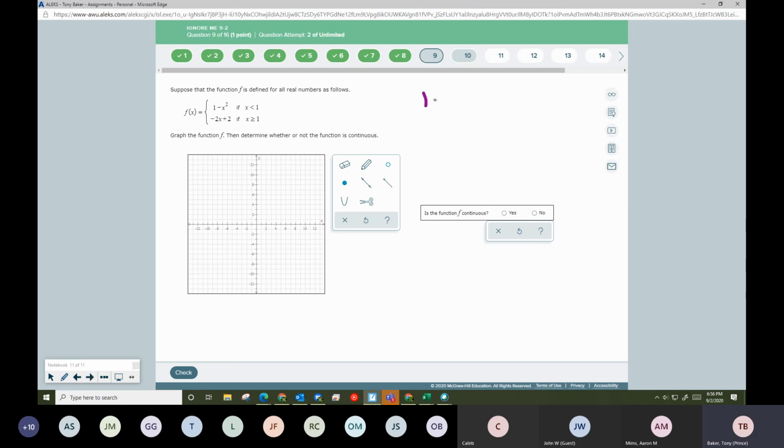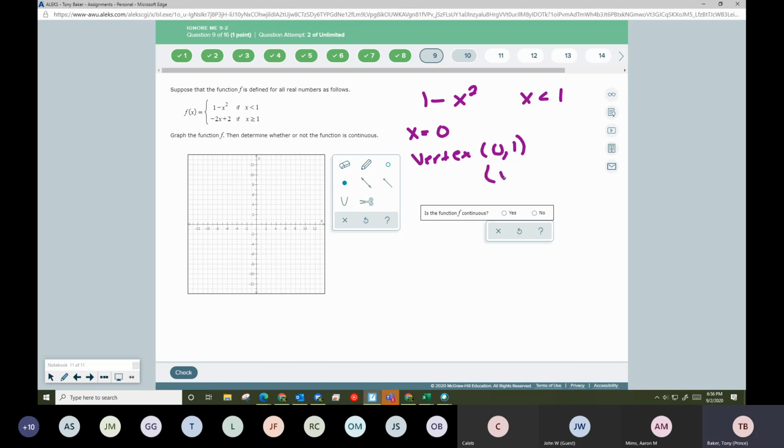the first one's my parabola, so I got 1 minus x squared, and x is less than 1. So my vertex for this one is again going to be x equals negative b over 2a, b is 0, so x equals 0. I plug that in, so my vertex is again 0, 1.